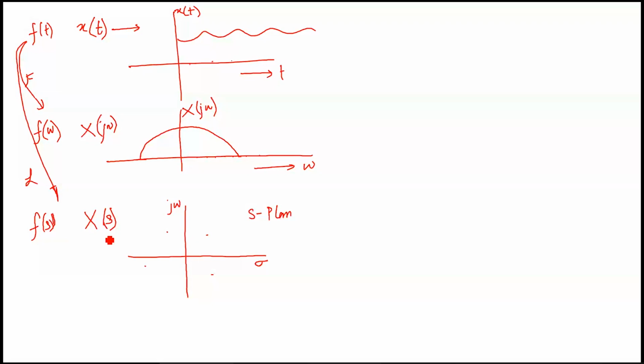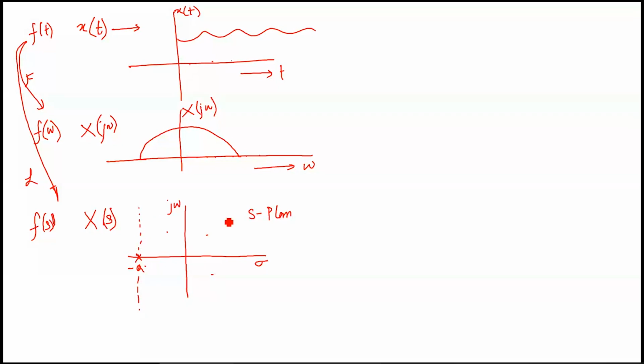And how do we find that region? All we do is just mark the location of the pole, and a line going through that pole parallel to the j omega axis defines the boundary of the region of convergence.